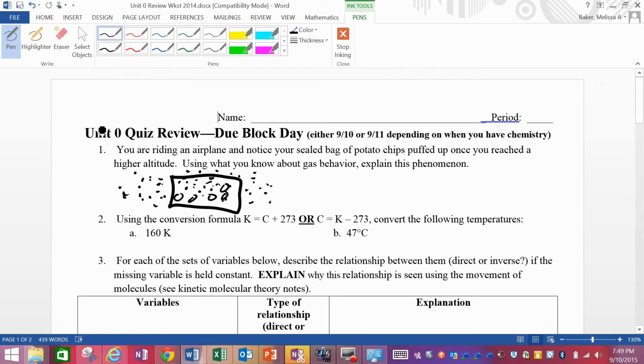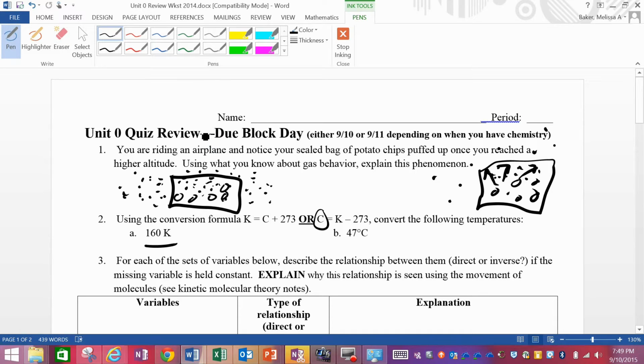Okay, unopened bag. When you take this bag up in the airplane, it puffs up a little bit. Same chips, same amount of gas particles inside. So the difference is now there are fewer particles outside the bag. So now the particles inside are like, woohoo! We're winning, we can push out a little bit easier. Kind of like when we had the balloon in the bell jar and we reduced the pressure outside and the balloon got really big.